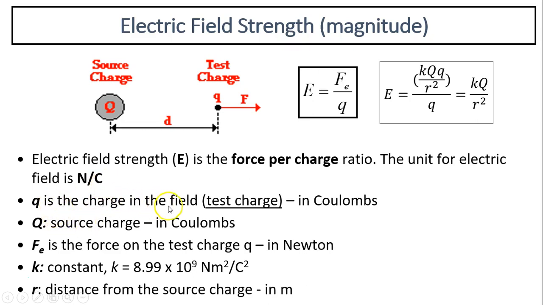Little q is the test charge. Big Q is the source charge. So little q and big Q are different. Little q is kind of like my mass or your mass. Big Q is the mass of the Earth. Fe is the force acting on the test charge. K is the constant and R is the distance from the source charge in meters.